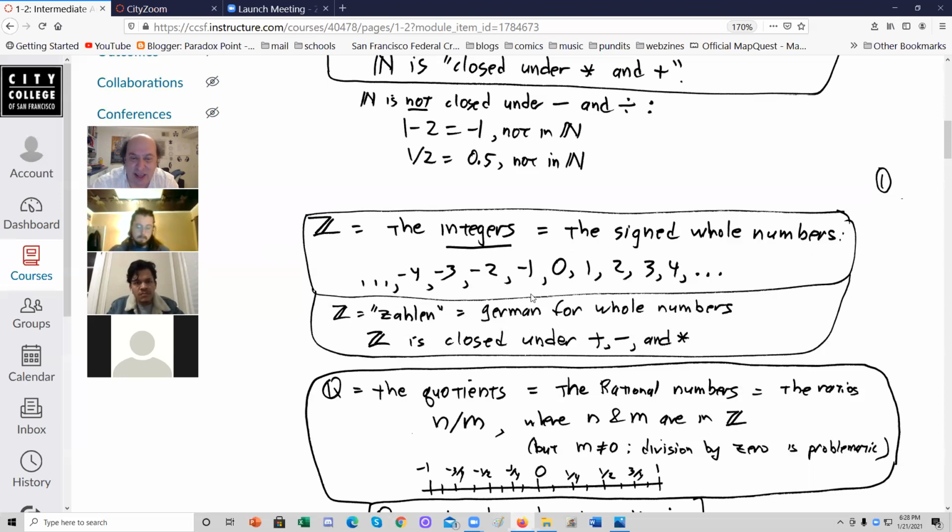All right. Now, you can also think of negative numbers as backwards motion. Going forward 2 steps is +2. Going backwards 2 steps is -2. Okay, closed under plus, minus, and times.